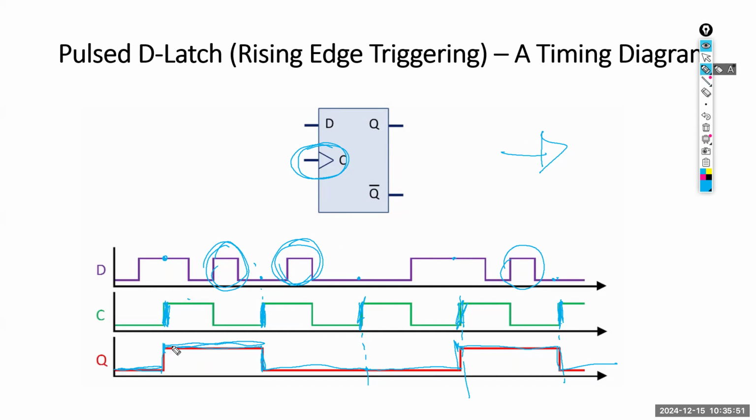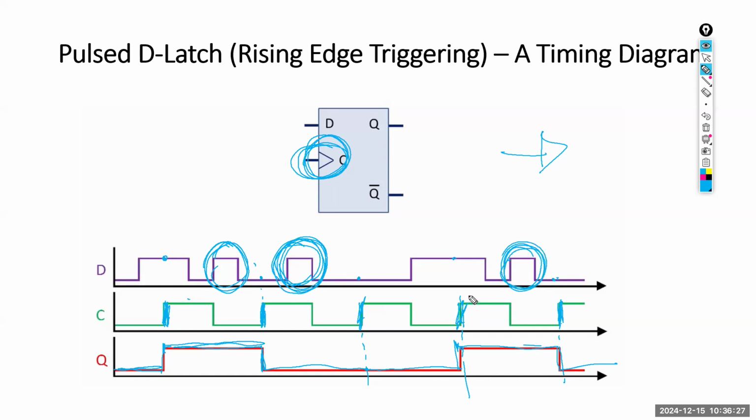Okay. Right. So therefore, this is your output, assuming that it's a rising edge triggering D latch, or it's sort of now a D flip flop. So you can see two things now. One thing is there's a higher possibility that your output is affected by stray pulses in the input.